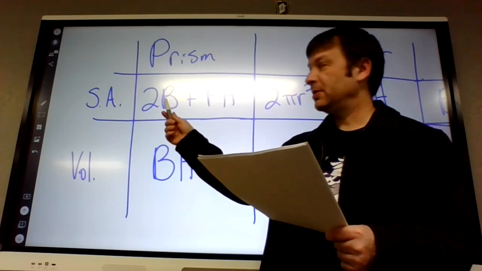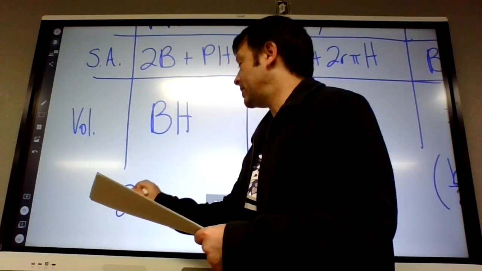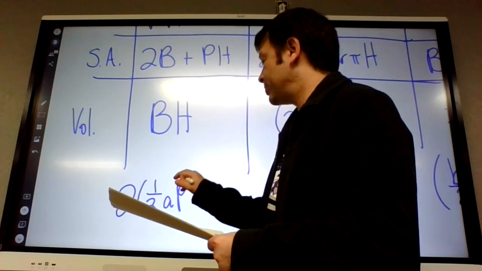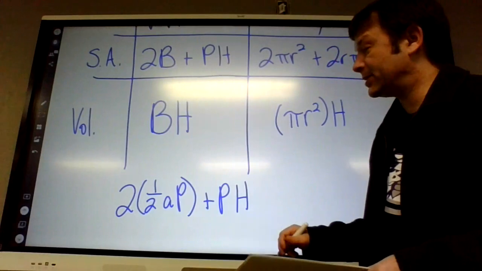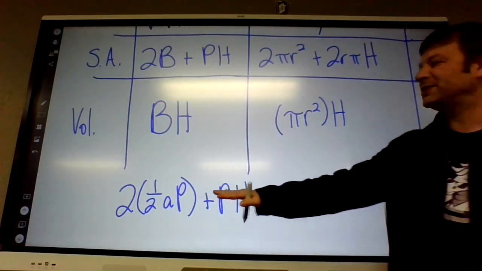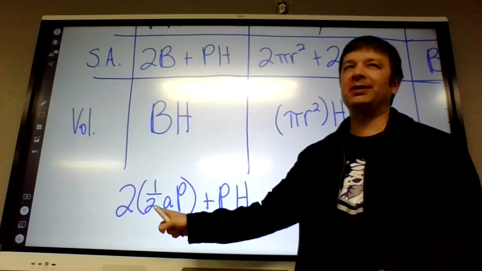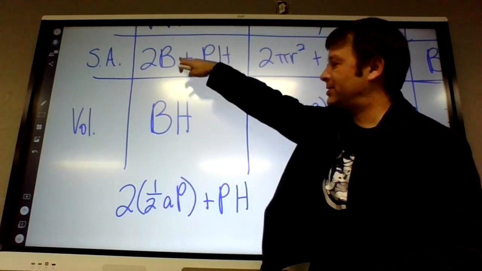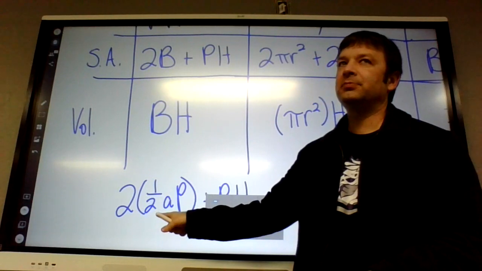You do the apothem thing, right? 1/2 apothem times perimeter. So instead of 2 times the area of the base, it's 2 times 1/2 apothem perimeter, plus the perimeter of the base times height. You can be a little more specific than this if you know what the base is. It's the same thing as this. I just replaced the base area with an actual formula.